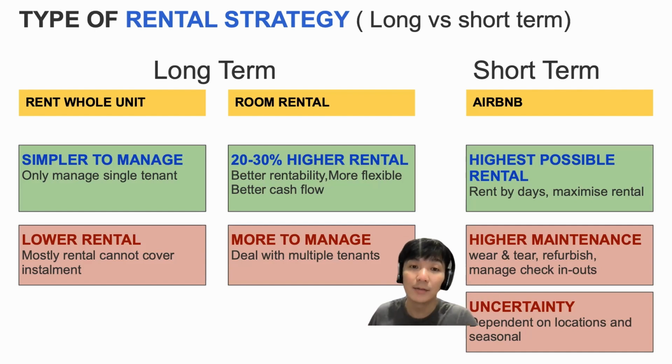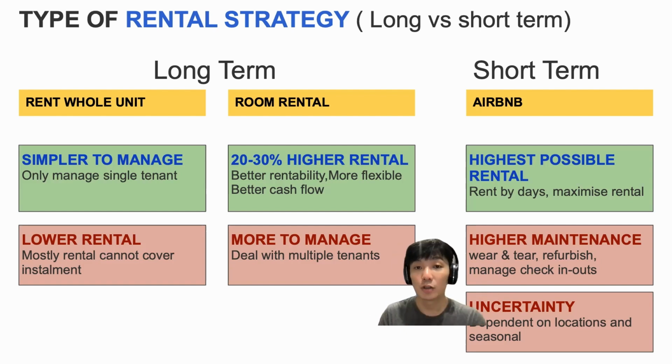The second thing, the room rental, you will definitely get 20 to 30% higher rental income. So in terms of that, you will have a better cash flow. It is more flexible because you rent out by room. Each room ranges from 600 to 1,000. So even though the budget of each tenant is different, you can still rent out to the right tenant. But of course, you will have to manage multiple tenants. So let's say you have 4 units, then you have to manage 4 units. You can manage it yourself, or you can outsource it to room rental operators, which are available in the market already.